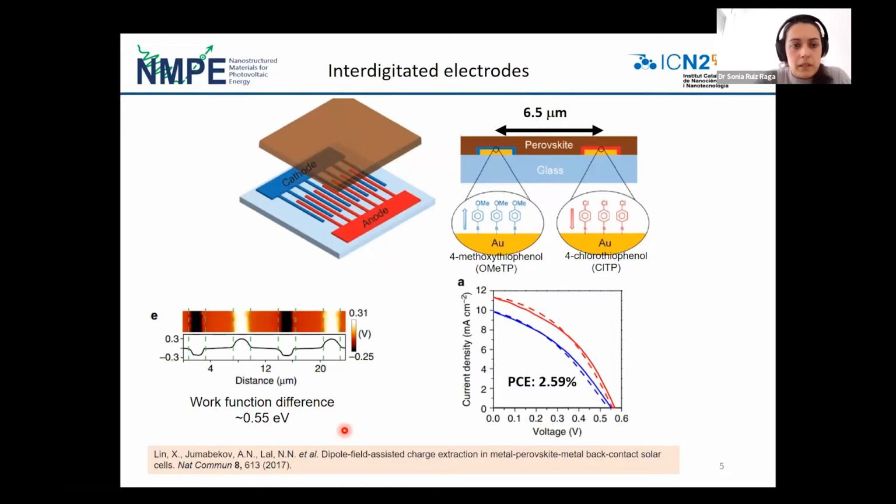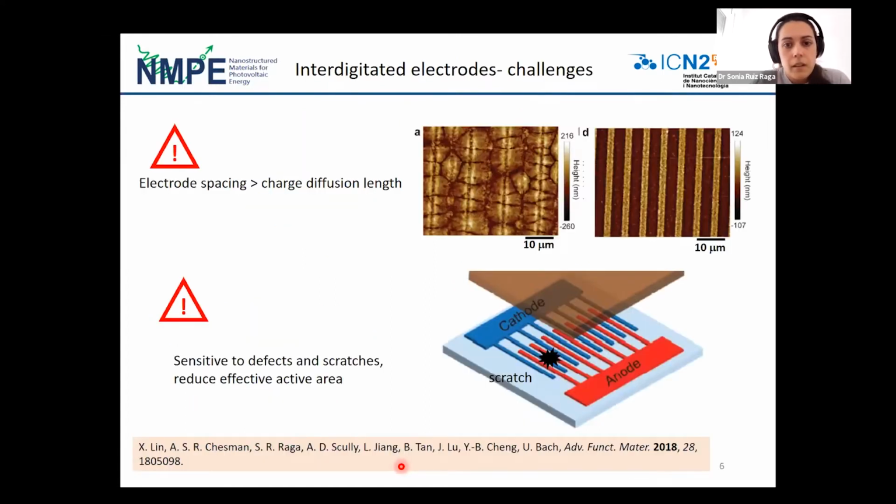Interestingly, when you make a solar cell, the open circuit voltage of such a device matched this value, and the cell could reach almost 2.6% efficiency.